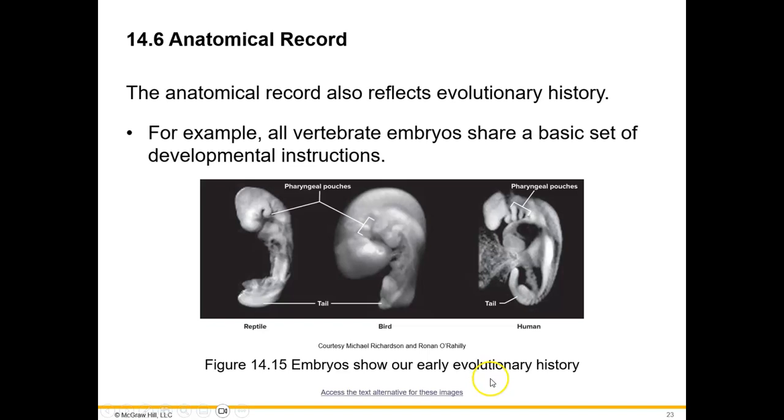Also, aside from just the skeletal anatomy, we have anatomical record that reflects evolutionary history in examples like embryos. So, for example, all vertebrate embryos do share a basic set of developmental instructions, and all of those embryos are still going to have a pharyngeal pouch, which is something that at one time would have developed into gills. Obviously, we don't have gills, but as embryos, we still all have the beginning makings of gills in that pharyngeal pouch. Also, all vertebrate embryos have this tail as well.